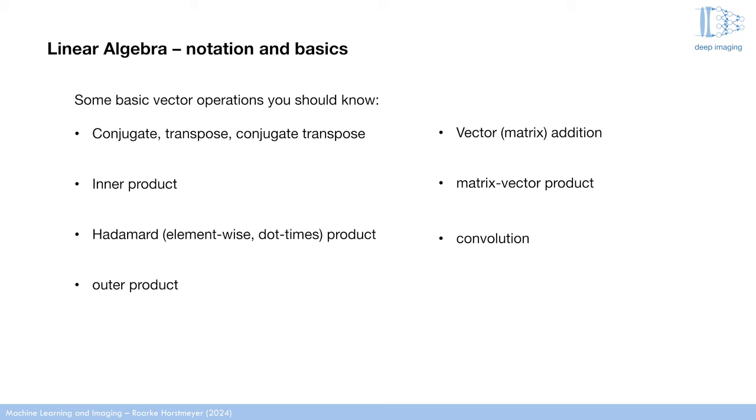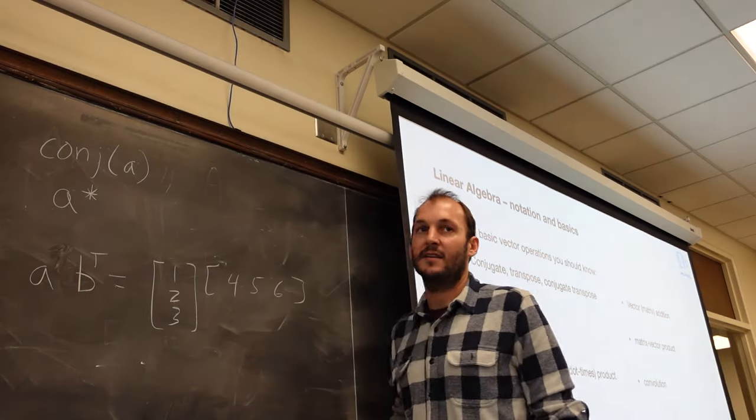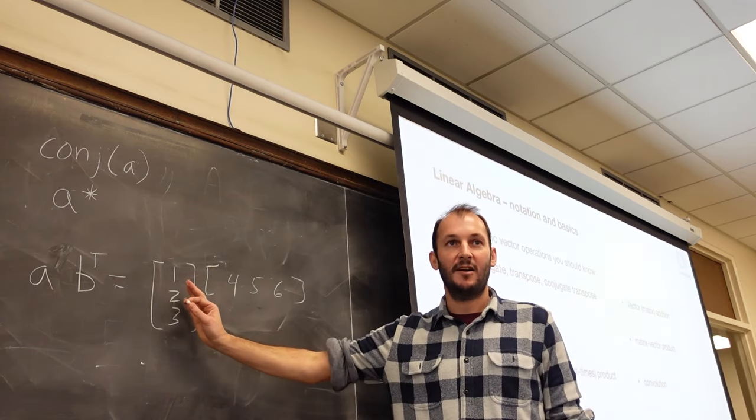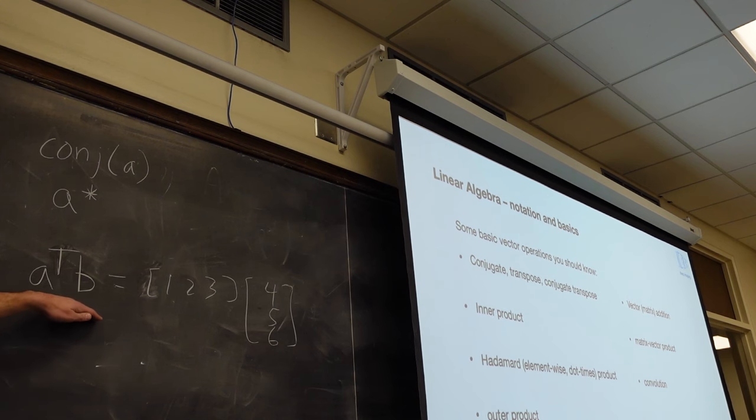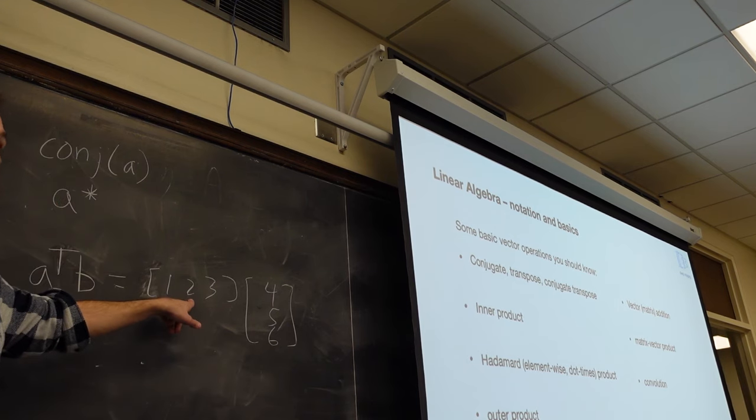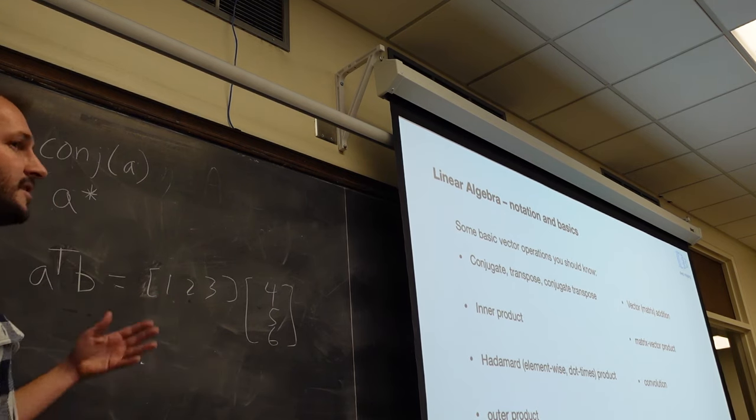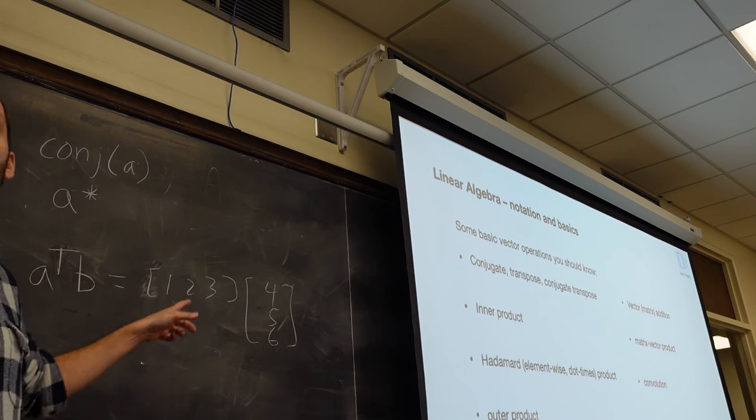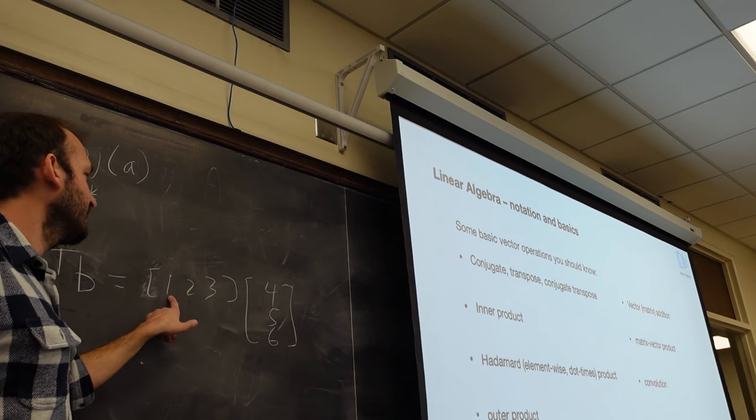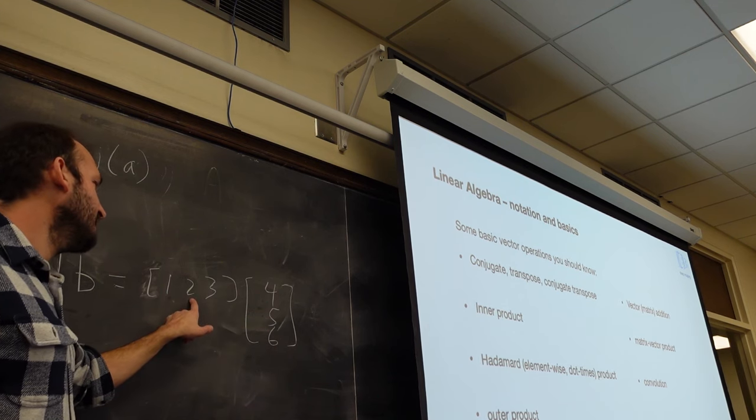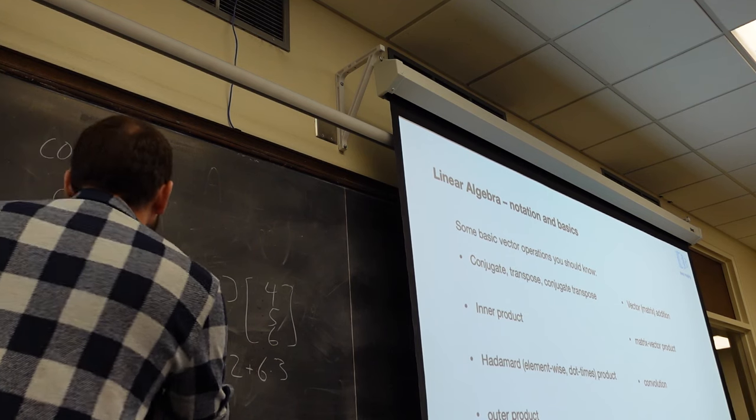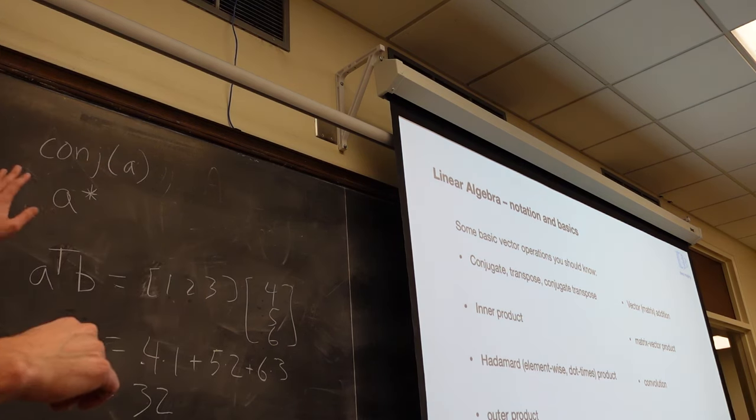So there are inner products and outer products, right? The inner product is the product of a row vector and a column vector, and it equals a scalar value. When you multiply these two, this row vector and column vector, you multiply 4 times 1, then add 5 times 2, and then add 6 times 3. That's 28, 32, right? So it ends up as a scalar value. That's an inner product.